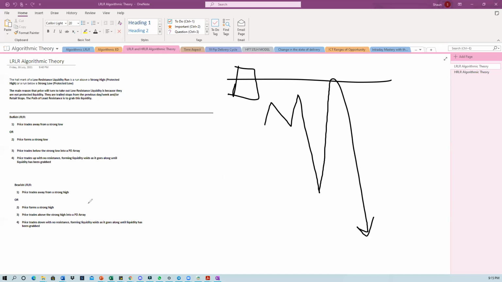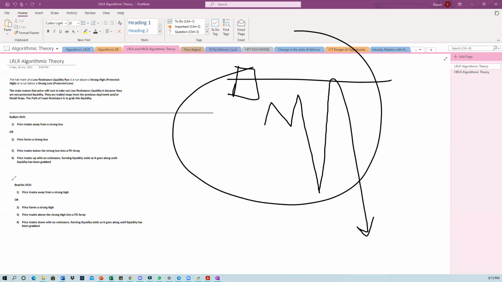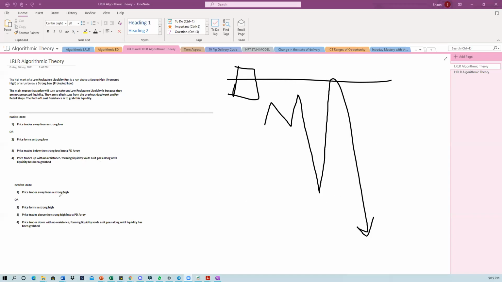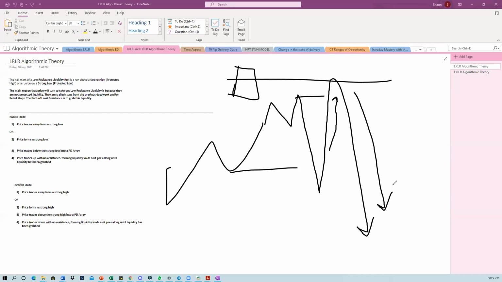So you apply the same thing to a bearish low resistance liquidity run. For a bearish low resistance liquidity run, you have price forming a strong high, and then it fakes you out by going lower, by breaking structure also fakes you out, and then boom, it goes up one more time, and only then does it go in your real direction.